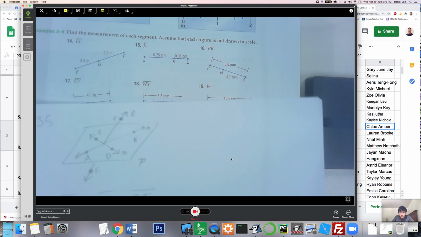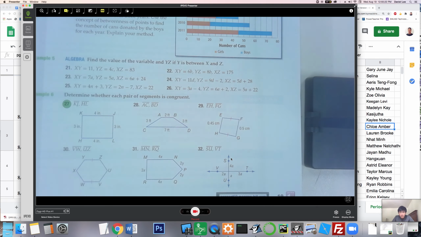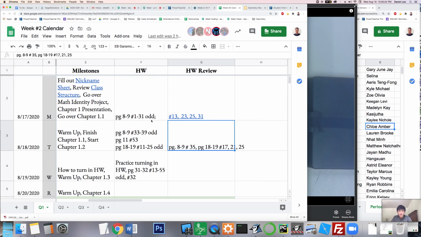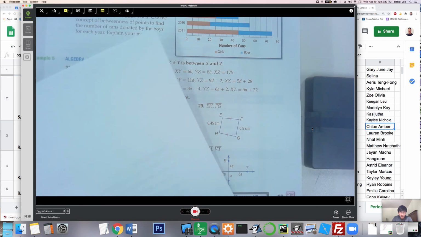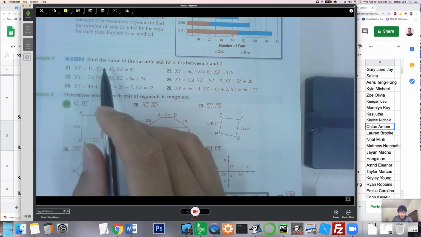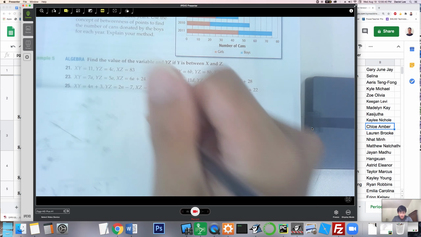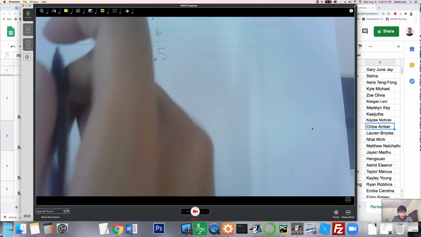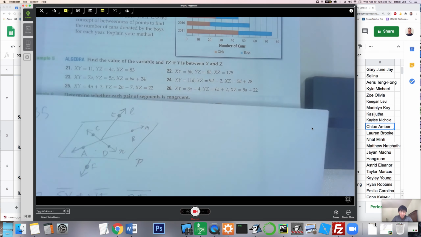Okay. And then the next one you guys wanted was number 21, I believe. Yep, 21 and 25. So 21 is here, and this is the same problem as what we just did, right, with the segment addition postulate, except they don't give you the drawing. Okay, so let's go ahead and draw this out. So we're doing number 21, and the first part of 21 is to draw it out.